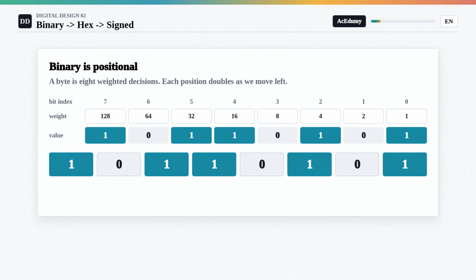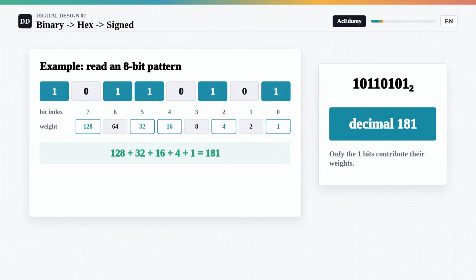This is why the same simple alphabet, 0 and 1, can describe small counters, addresses, colors, machine instructions, and memory contents. Let us read the byte 10110101. Start from the weights 128, 64, 32, 16, 8, 4, 2, and 1. Only the positions that contain a 1 contribute to the value. So we take 128, add 32, add 16, add 4, and add 1. The result is 181 in decimal.